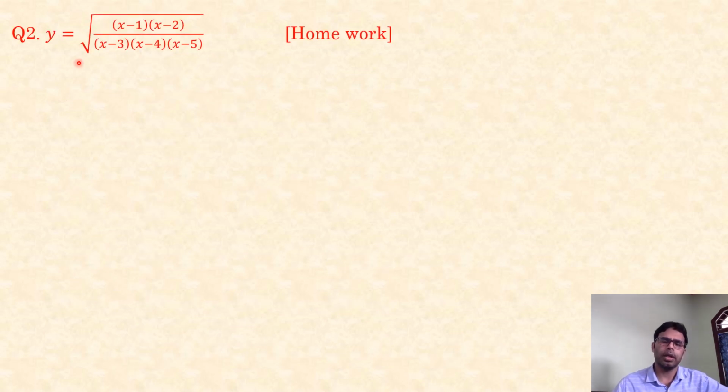This is the next question, and it is homework for you, and simple. Use the previous method also, and you may use the general method. But in this chapter, since the chapter is logarithmic differentiation, you have to use logarithm. So this problem you can solve with the help of the previous problem.